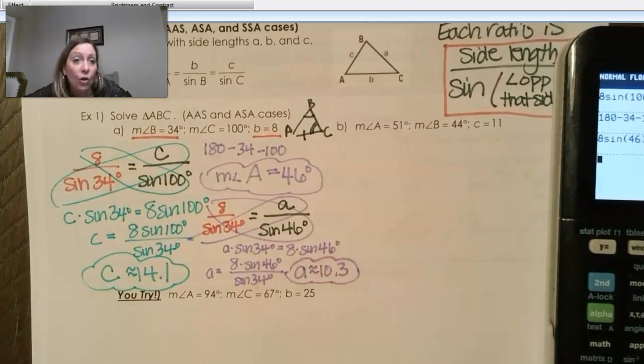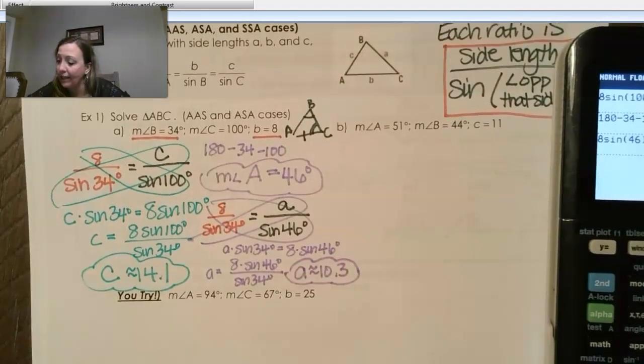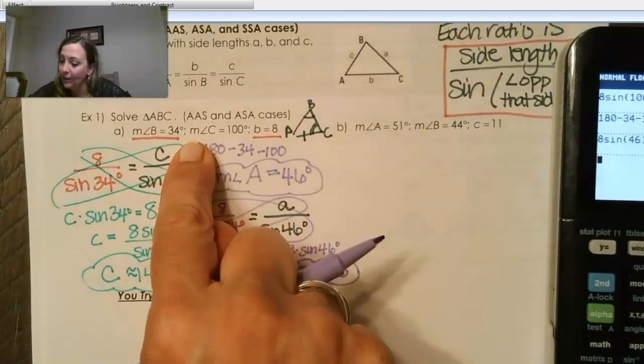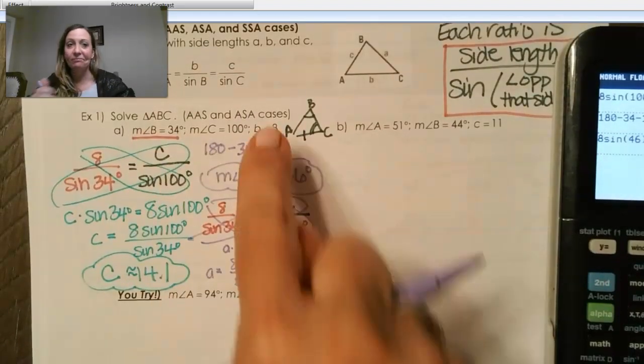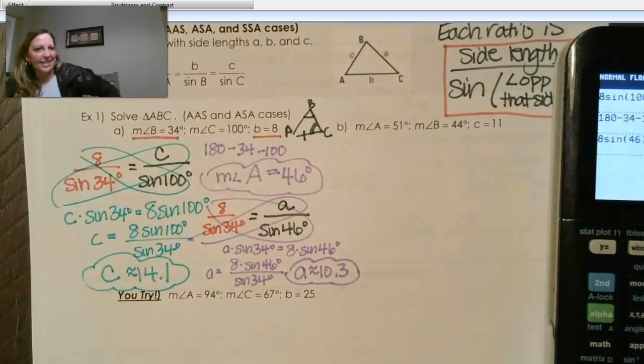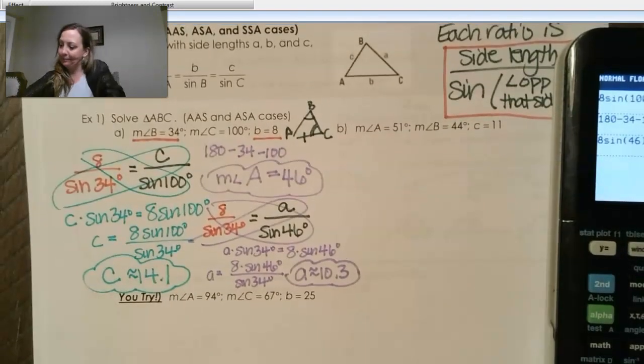And now we know all the parts of that triangle. We have all angles A, B, and C, and we have all sides A, B, and C. And that's how we use the law of sines. So it's not too bad, right? Let's look at letter B.